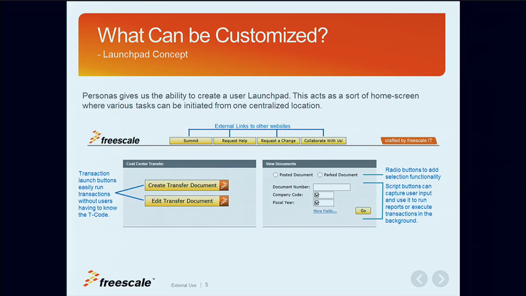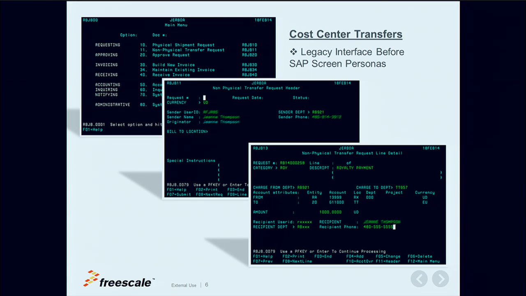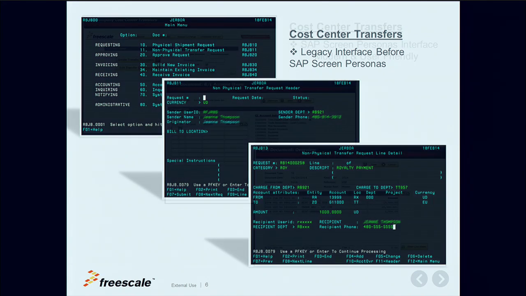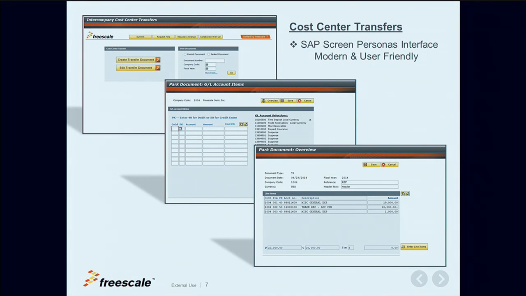The other thing that we're doing is this launchpad concept, where you take SAP GUI transactions that are related, a business process that has several transactions in it, and you can group them all together in one centralized location. One of the most powerful tools in Personas is the ability to do scripting. So what we've done, we've taken it out of this legacy environment and we've brought it into SAP, and now it looks like this. It's clean, it's branded, it's modern, and most of all, it's simple.